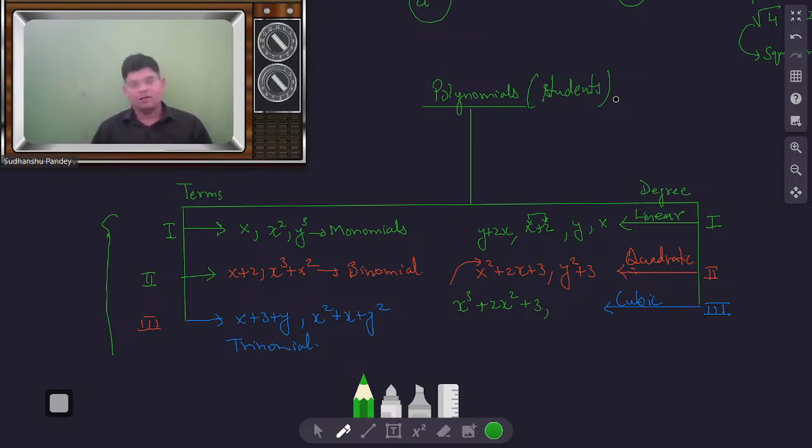Alright, please write this down. Yes, sir. Make this chart as it is, and please revise this after the class, not today but tomorrow. Okay? Done, sir.